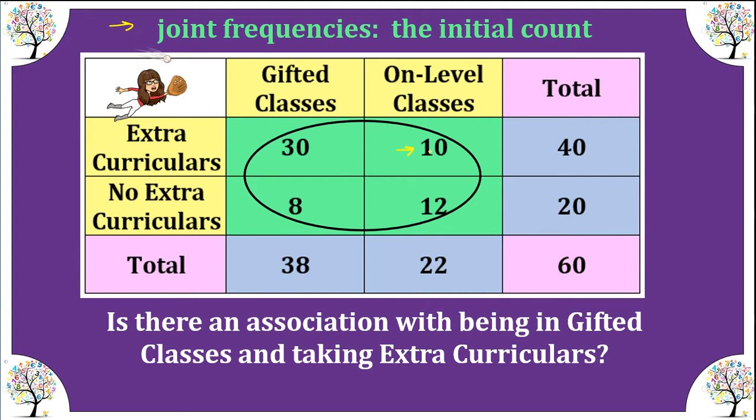This cell right here of 10 is folks that have on level and they have extracurriculars. I had 12 people that are in on level classes and do not take extracurriculars. So these inside entries are called joint frequencies because we're joining the columns with the rows. So joint frequencies.